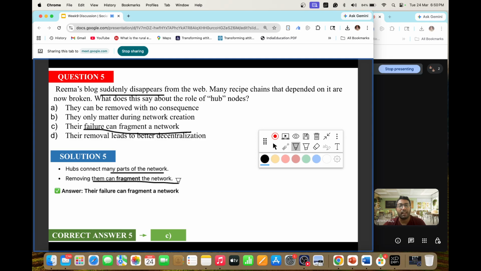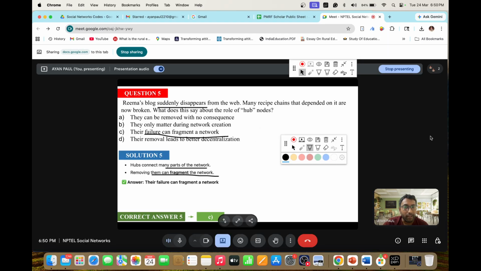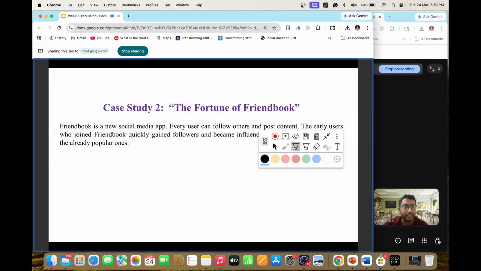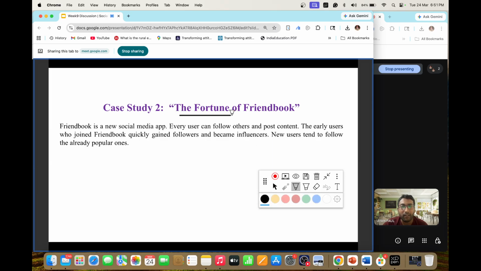So by this we have ended our case number 1. We will move to the next case, case number 2. So let's start case number 2. The title of case number 2 is the fortune of Friendbook.